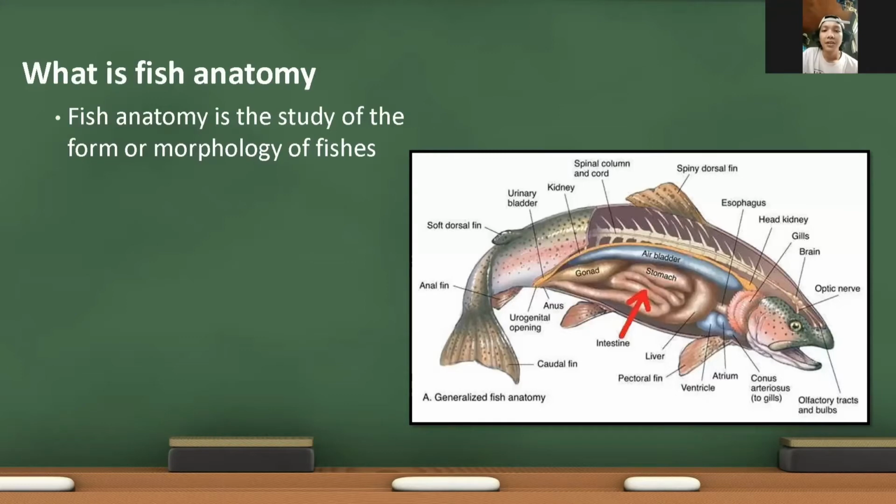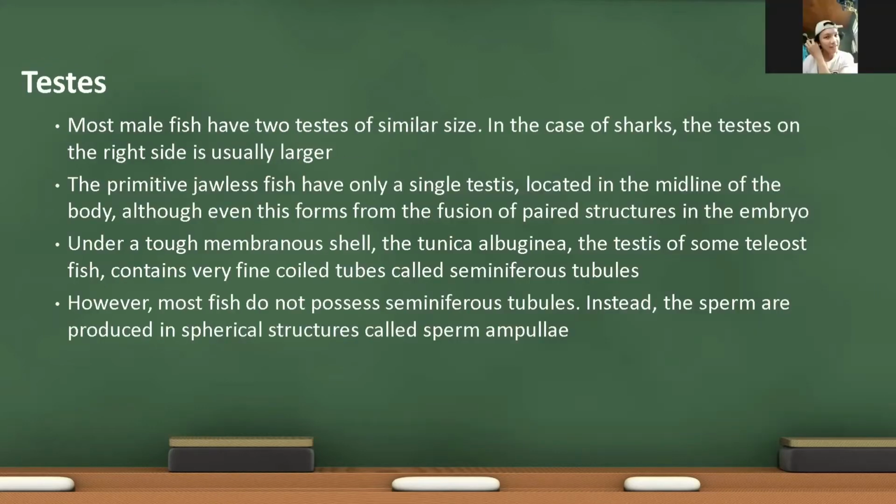What is fish anatomy? Fish anatomy is the study of the form or morphology of fishes. It means the form of the external and internal organs of fish. Testes. Most male fish have two testes of similar size. In the case of sharks, the testis on the right side is usually larger. So the testes of sharks differ from those of other species.